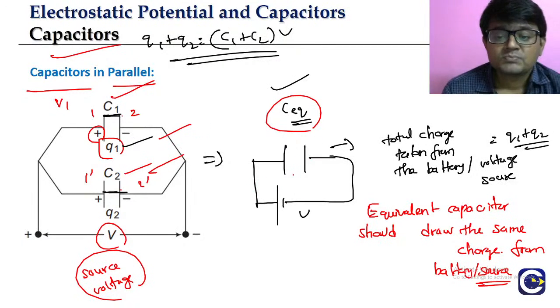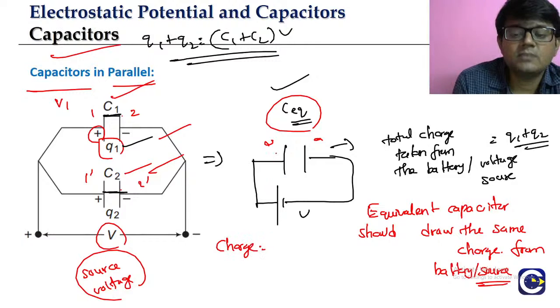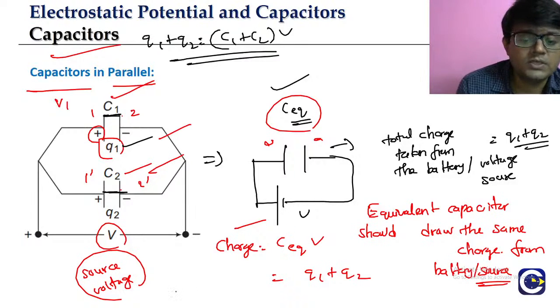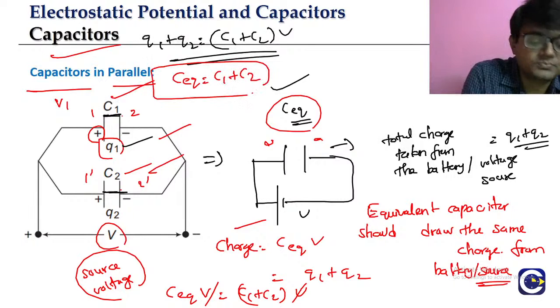So look here, this equivalent capacitor is just connected to the voltage source. So what is the charge on this? The charge will be C equivalent into the potential difference, which is V. Okay? So this charge value must be equal to Q1 plus Q2. Only then can we call it the equivalent capacitance. So C equivalent into V is equal to what? C1 plus C2 into V. V will cancel out. What will we get? C equivalent is equal to C1 plus C2.